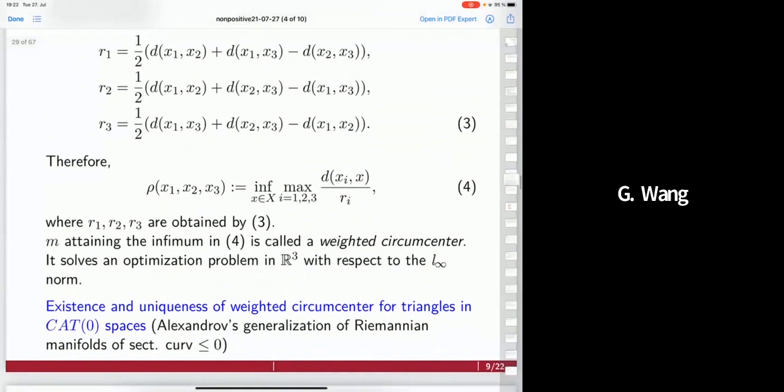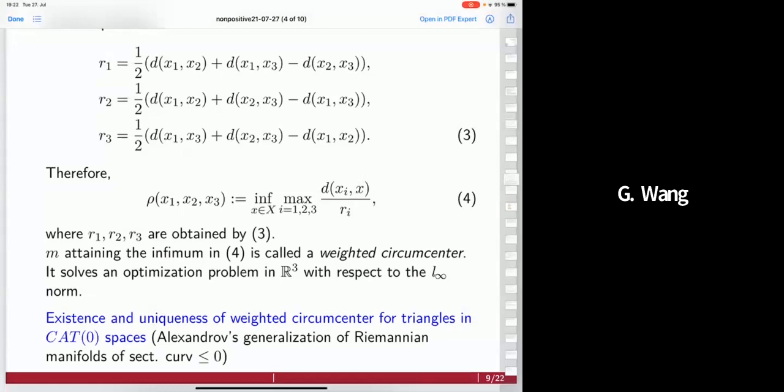And for example, you always find such a weighted circumcenter for triangles in Katsuo spaces. I will introduce them in a moment, which constitute Alexandrov's generalization of Riemannian manifolds of non-positive sectional curvature. So in particular, you can find such weighted circumcenters in triangles in simply connected Riemannian manifolds of non-positive sectional curvature, complete. Here, assume them always to be complete.